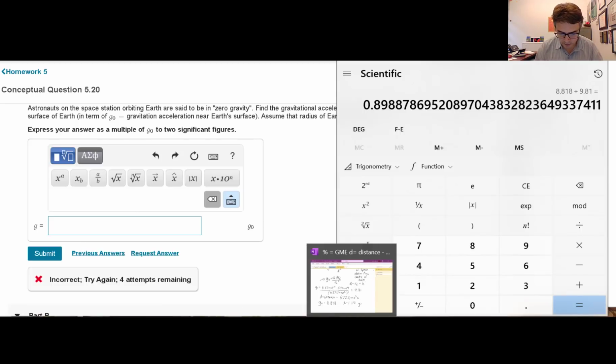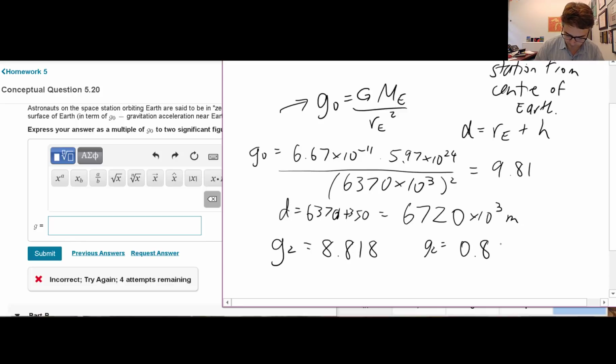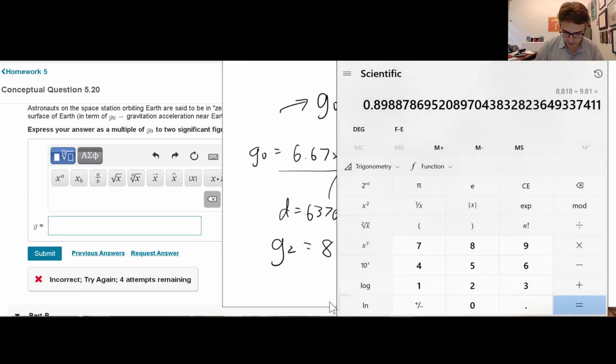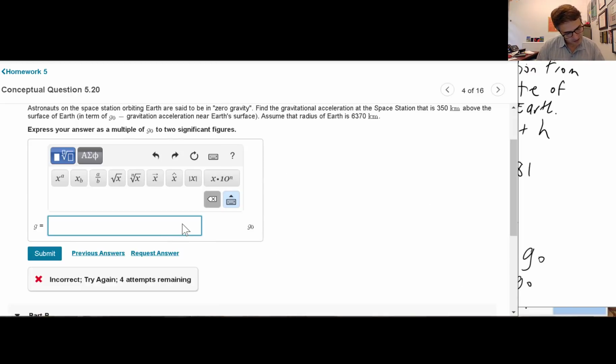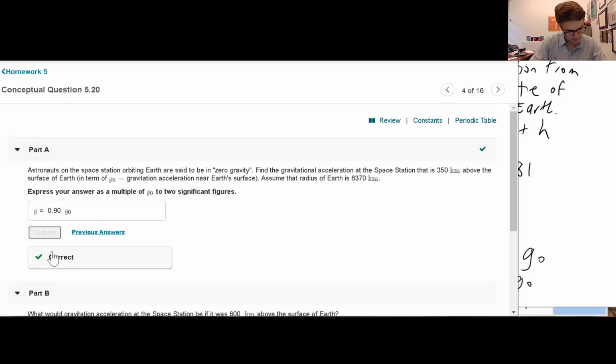Let's write that in. Make sure I got that. 0.899 g0. So rounding it to two significant figures, you get 0.90 g0, as a multiple of g0. Well, let's try it as 0.90. Correct. Okay.